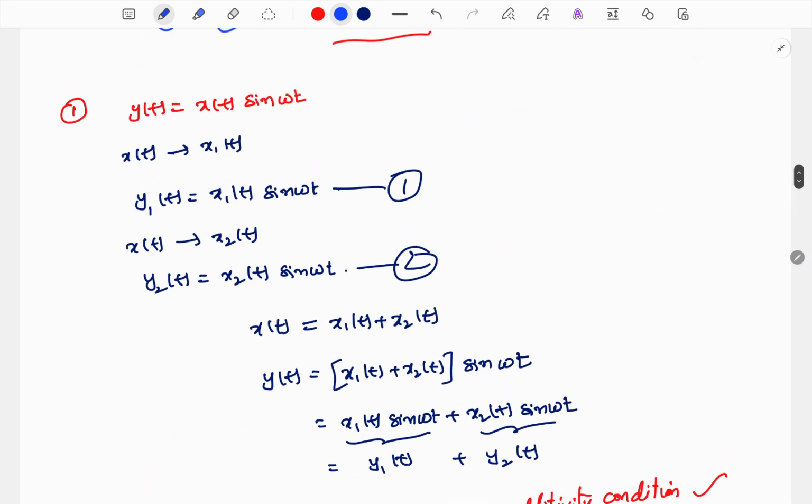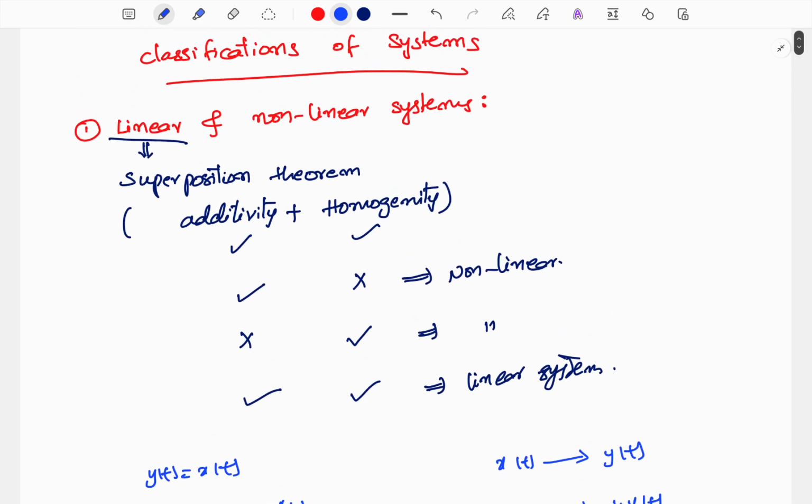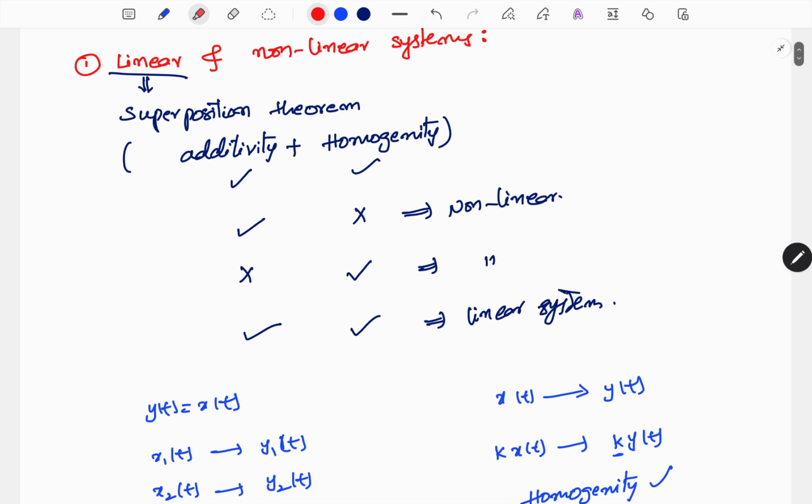We will see roughly what a linear system is and what a non-linear system is. If the system obeys the superposition theorem, then it is known as a linear system. The superposition theorem requires both conditions: one is additivity and the second is homogeneity. If both conditions are satisfied, then only it is called a linear system. If any one of these is not satisfied, it is called a non-linear system.